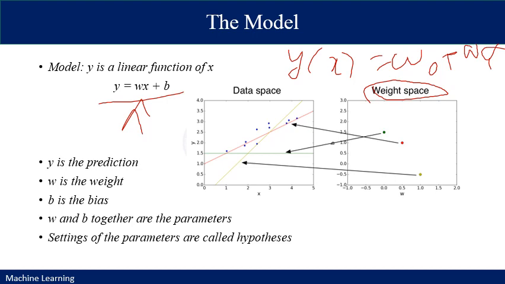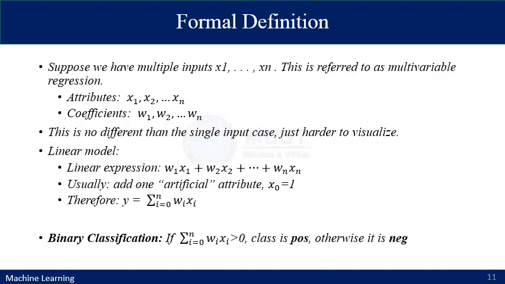The x is the input feature vector again, and the w0 is replaced with the bias value. So let's interpret again. y is the prediction of the values using the input feature vector along with the weights. So w is the weight, b is the bias term, and w and b together are the parameters to the algorithm, and a setting of the parameters is called a hypothesis. So here is the formal definition.